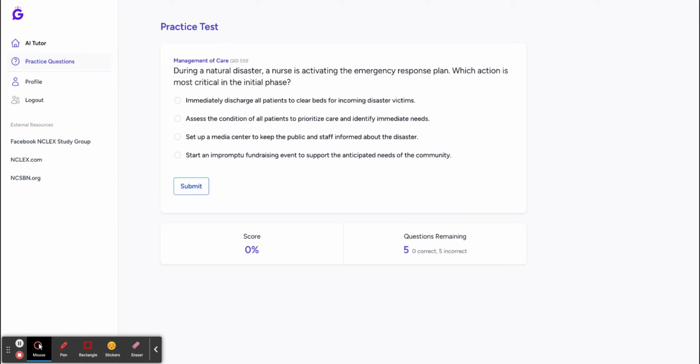Okay, next question. During a natural disaster, a nurse is activating the emergency response plan. Which action is most critical in the initial phase? Is it A, immediately discharge all patients to clear beds for incoming disaster victims. B, assess the condition of all patients to prioritize care and identify immediate needs. C, set up a media center to keep the public and staff informed about the disaster. Or D, start an impromptu fundraising event to support the anticipated needs of the community.